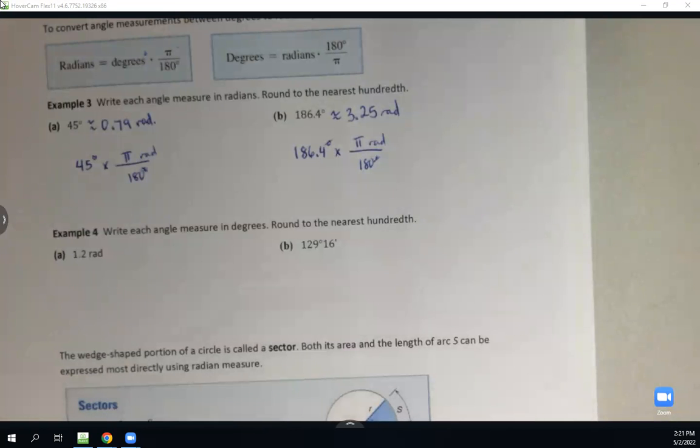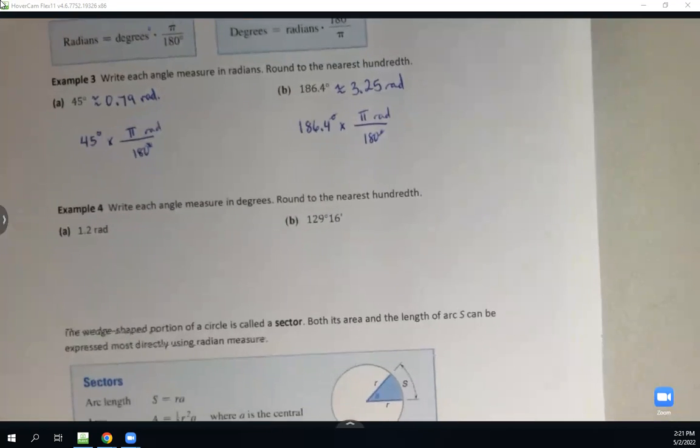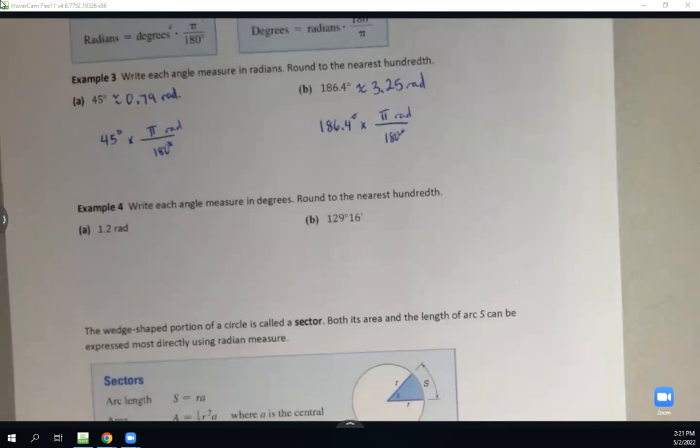Example 4 is just going the other way. If we have 1.2 radians, how many degrees is that? If we have 129 degrees and 60 minutes, how many radians would that be? Okay.